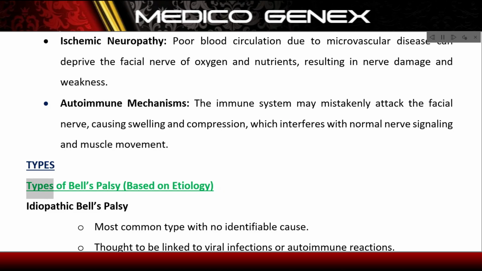Types. Types of Bell's palsy, based on etiology. Idiopathic Bell's palsy. Most common type with no identifiable cause. Thought to be linked to viral infections or autoimmune reactions.